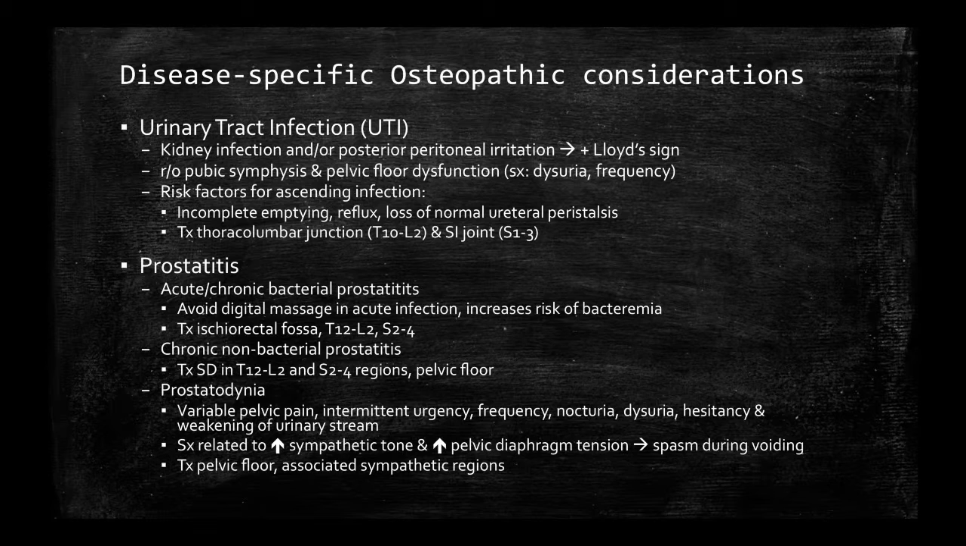In treating prostatodynia, which is characterized by variable pelvic pain, intermittent urgency, frequency, nocturia, dysuria, hesitancy, and weakening of the urinary stream, symptoms are related to increased sympathetic tone and increased tension in the pelvic diaphragm, which will cause spasm during voiding. So you want to make sure you treat the pelvic floor and associated sympathetic regions.